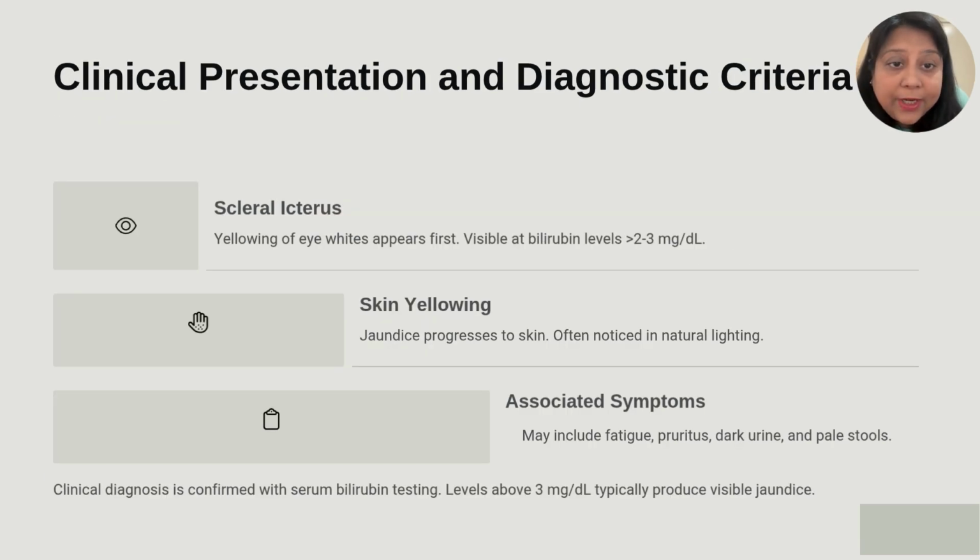So, how does a patient present clinically? Well, the patient can present with scleral icterus, which is yellowing of the eye whites, which appears first and is visible at bilirubin levels more than 2 to 3 milligram per dL. Skin yellowing: jaundice progresses to the skin, often noticed in natural lighting. Associated symptoms may include fatigue, pruritus, dark urine, and pale stools. Clinical diagnosis is confirmed with serum bilirubin testing. Levels above 3 milligram per dL typically produce visible jaundice.